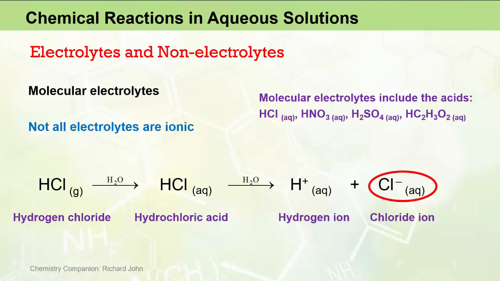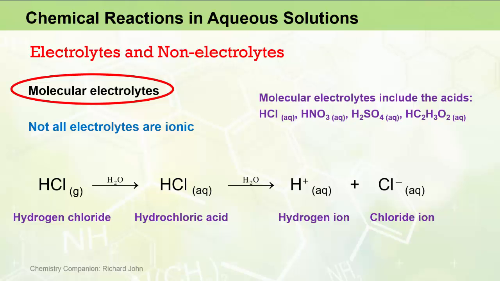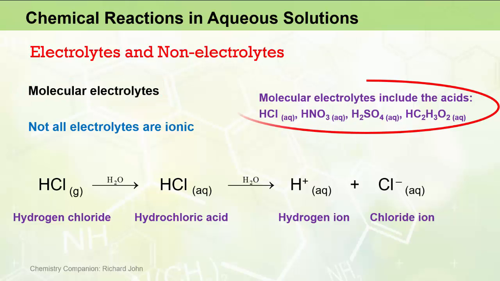And so we have this slightly counterintuitive notion that a molecular compound, hydrogen chloride, which contains no ions, is actually split into two ions by water, and those ions are able to sustain an electrical current in the solution in the presence of an electric field. And so what we have is an example of an electrolyte that is a molecular electrolyte. And these acids here are some of the most common and important examples of molecular electrolytes.